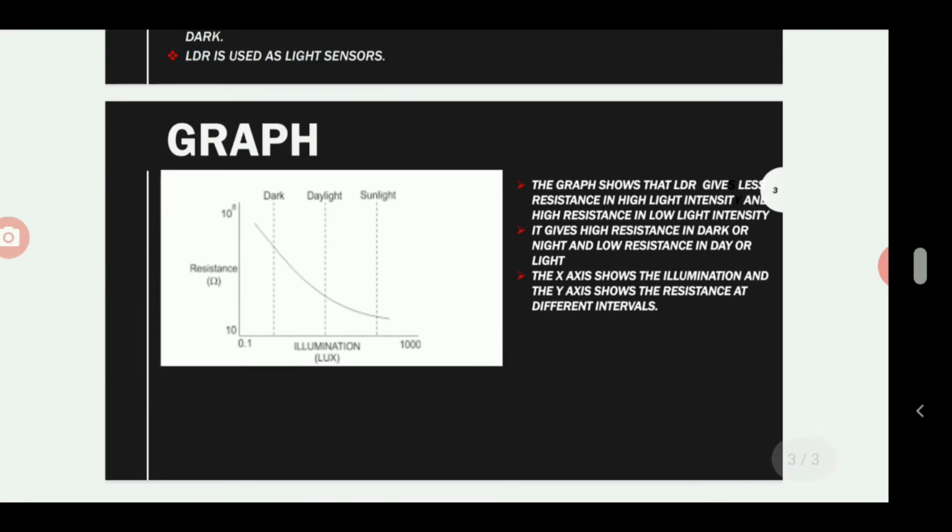Graph. According to this graph, the LDR gives less resistance at high intensity and high resistance at low intensity. It gives high resistance in dark or night and low resistance in day or light. Third, the x-axis shows the illumination and the y-axis shows the resistance at different intervals.